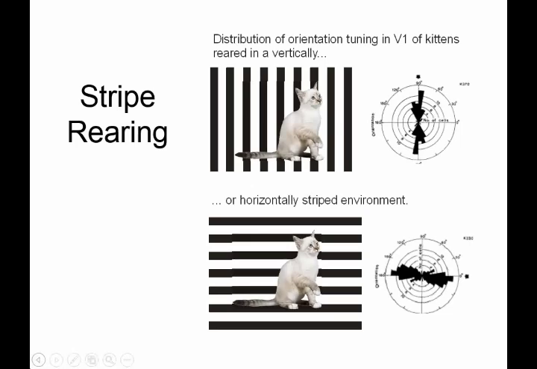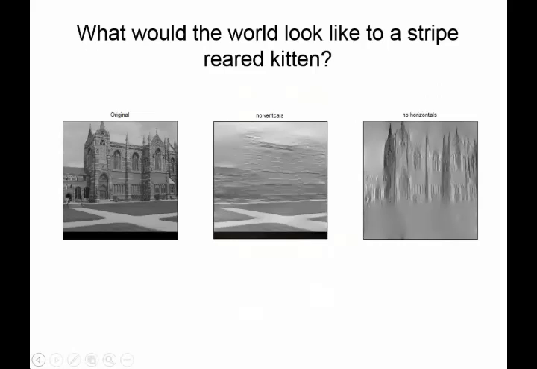And what happens with these poor kittens? Well, what they would see is a simulation. Here's a building, I think it's a college in Oxford, and if the kittens wouldn't have vertical stripe representation, this is what they would see. Horizontal, this is what they would see. So obviously we need a combination of both. Yes?